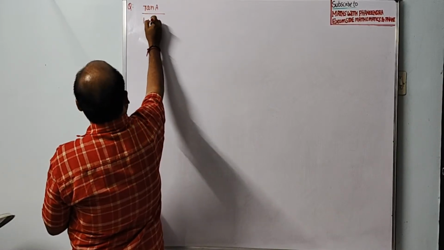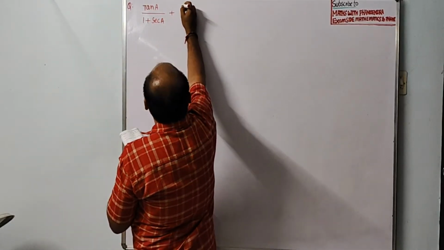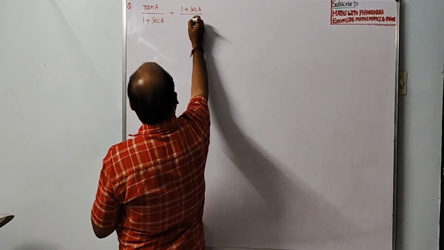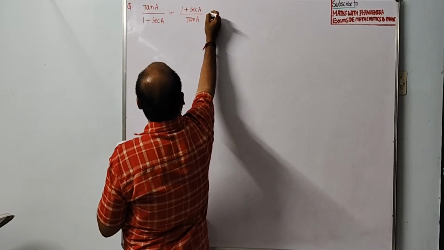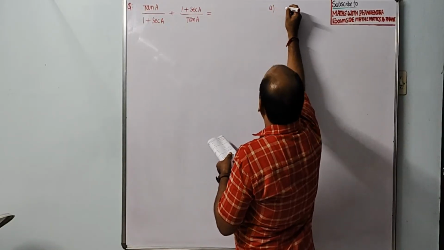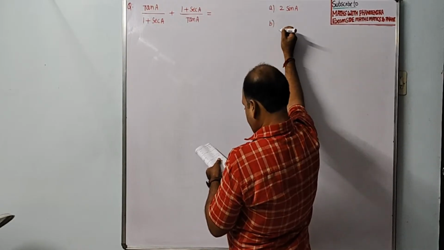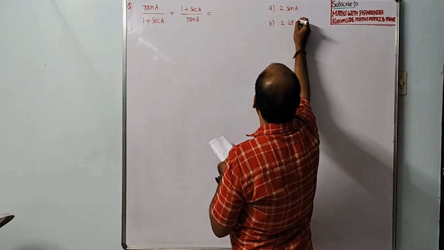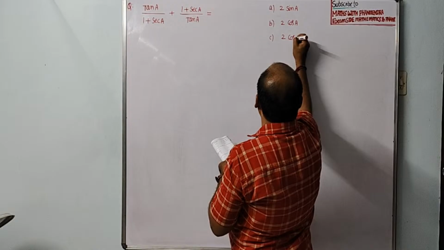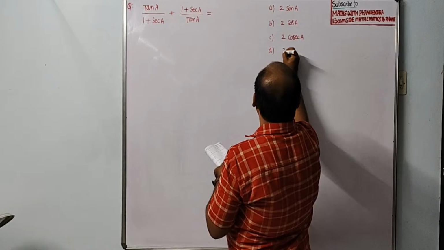Tan A by 1 plus secant A plus 1 plus secant A by tan A is equal to. First option 2 sin A, second option 2 cos A, third option 2 cosecant A, fourth option 2 secant A.